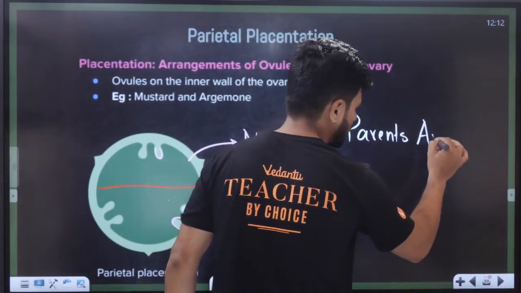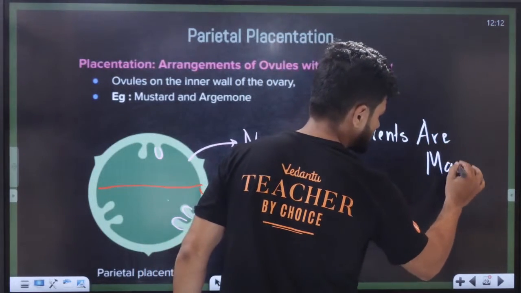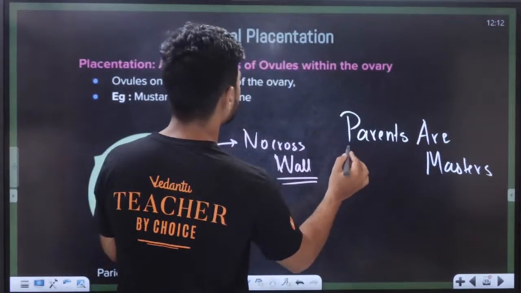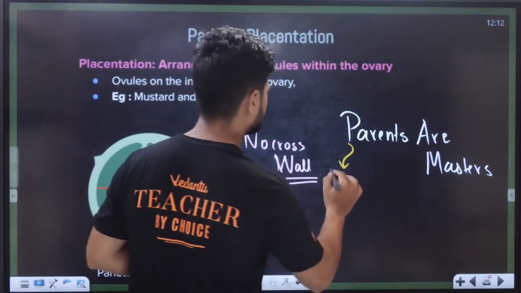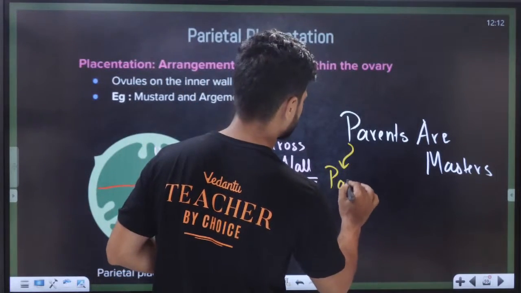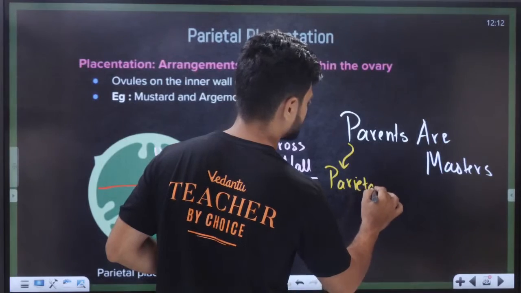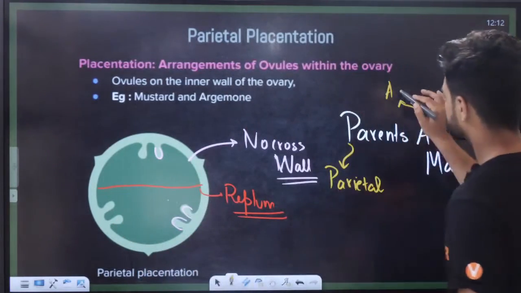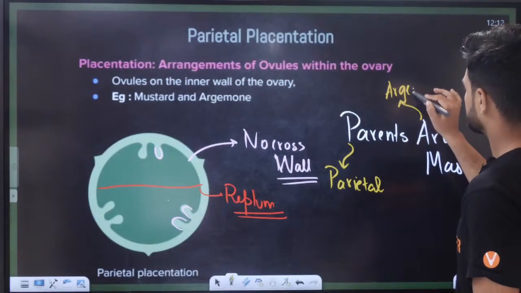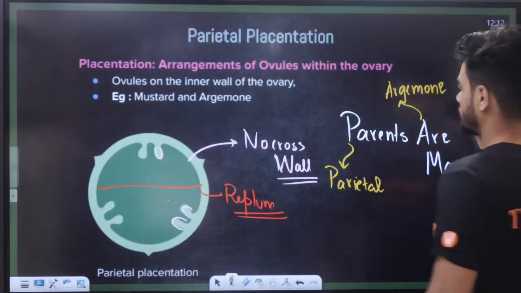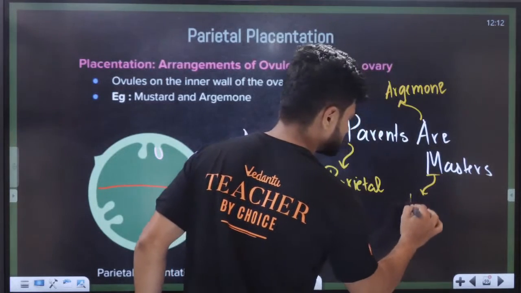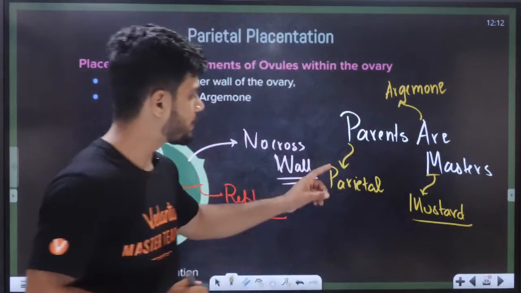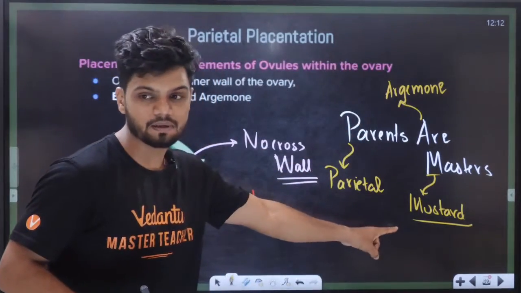Parents are masters. P stands for parietal placentation. A stands for argemone. M stands for mustard. So parietal placentation, argemone, and mustard.